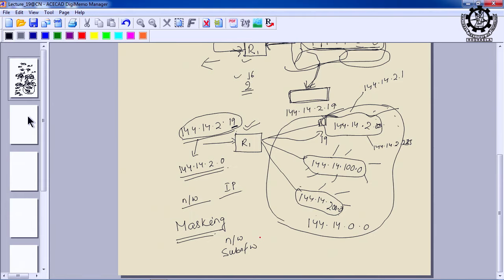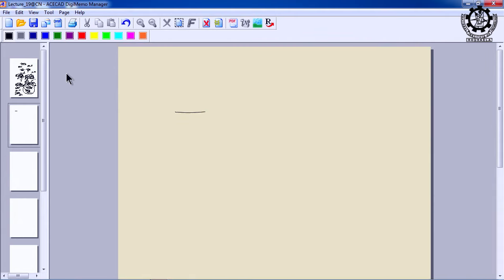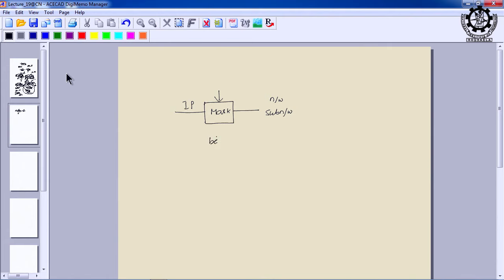So, if you see the whole process, any IP that comes into a mask, the IP comes to the mask and this gives either the network address or the subnet ID, the subnetwork address. So, what is this masking? This masking is nothing but a bitwise operation of the IP address and the corresponding masking address, or you can say the subnet address, the subnet mask.